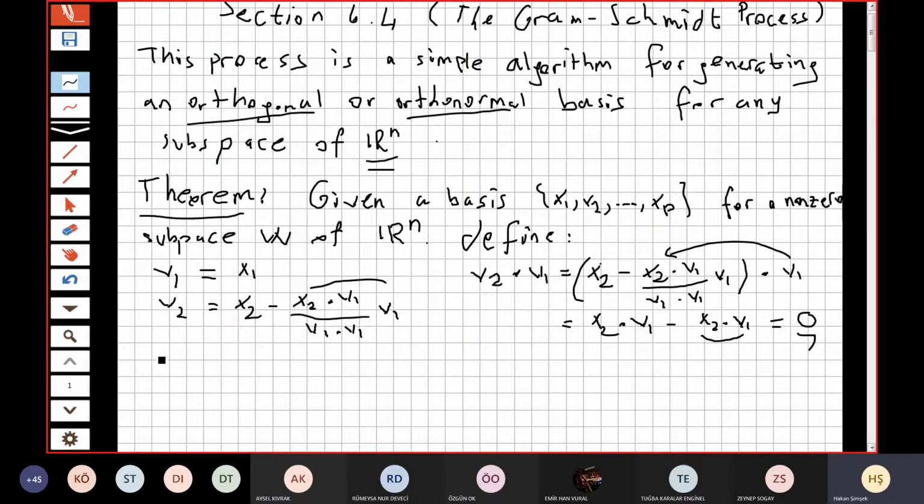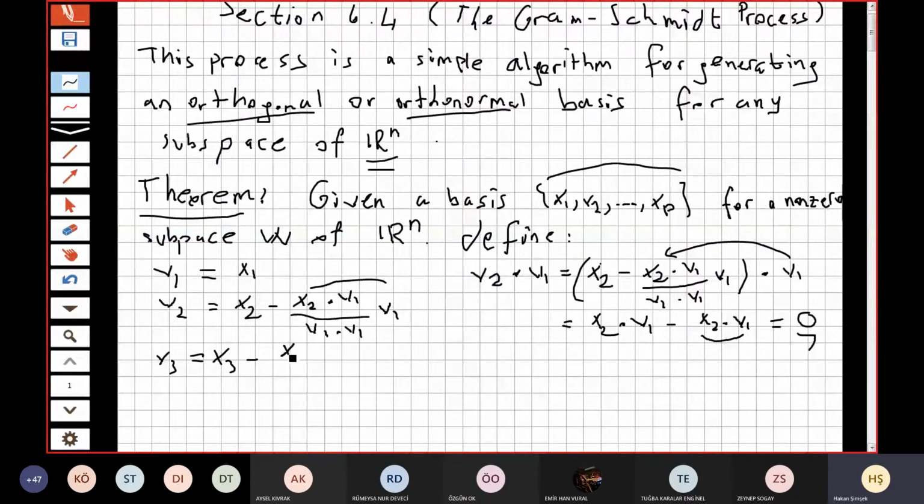And similarly, V3 is equal to x3. At the beginning, we have a basis and we don't know whether it is an orthogonal basis or not. If you don't have an orthogonal basis for the subspace or vector space, we can generate an orthogonal basis by using the given one. If it is not orthogonal, how do we get an orthogonal basis? By using the Gram-Schmidt process.